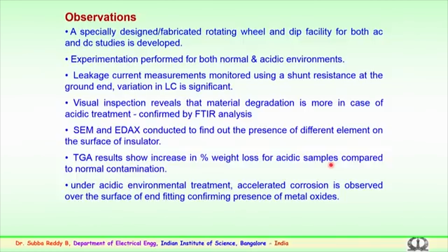energy dispersive X-ray analysis, were conducted to find the presence of different elements on the surface of the insulators. The TGA analysis, thermogravimetric analysis, shows an increase in percentage weight loss for the acidic samples compared to the normal contaminants. Under acidic environmental treatment, accelerated corrosion, particularly of the metal parts, was observed, and the surface of the end fittings confirms the presence of metal oxides in the analysis carried out.